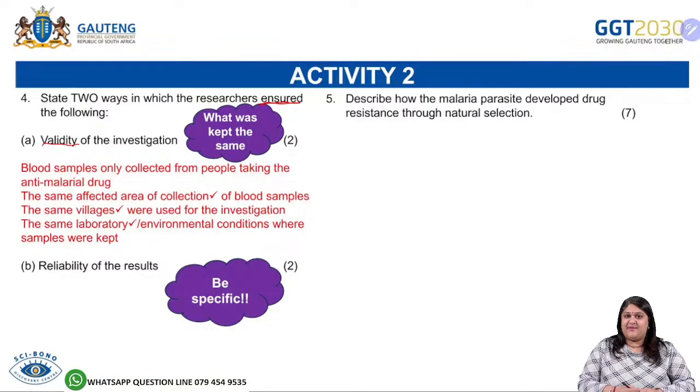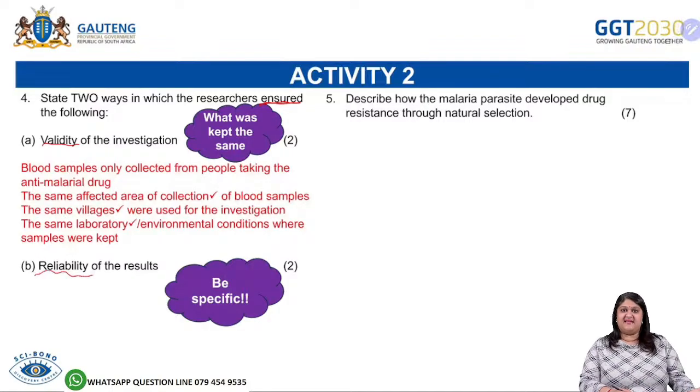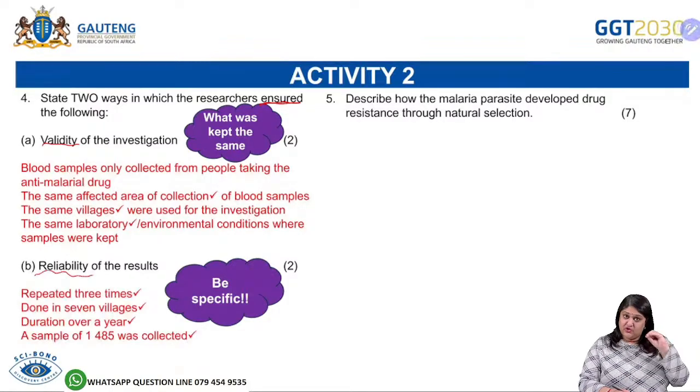When it comes to reliability, reliability is talking about how can you make the investigation more reliable. So here you need to be specific. Okay, but the three generic answers is that it's about sample size. So the larger the sample size, it increases the reliability. Repeating the investigation, and also doing it over a long period of time. These are the things that we would say to have increased reliability. But you need to be specific.